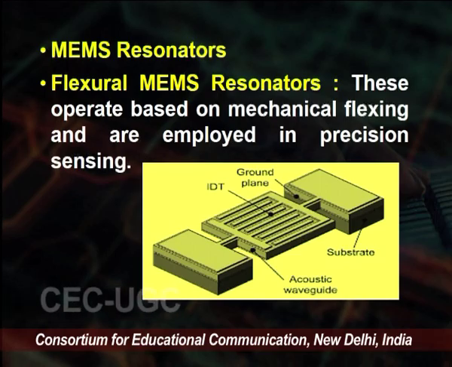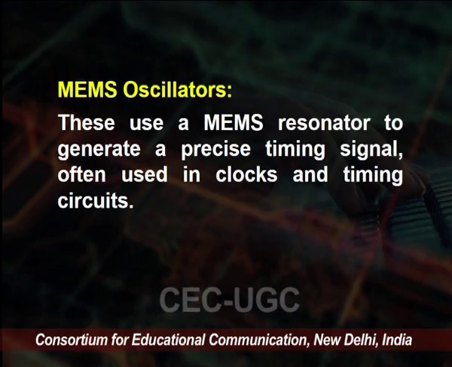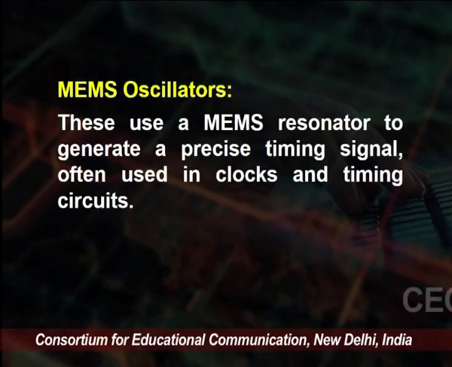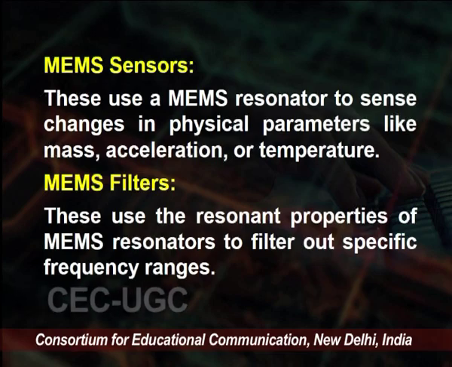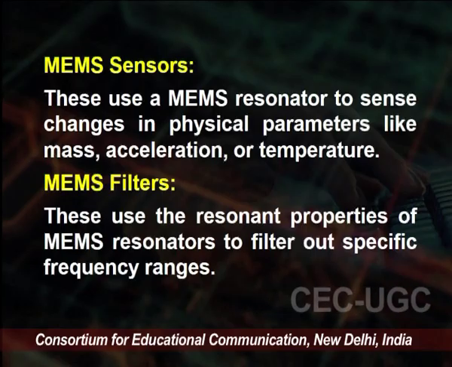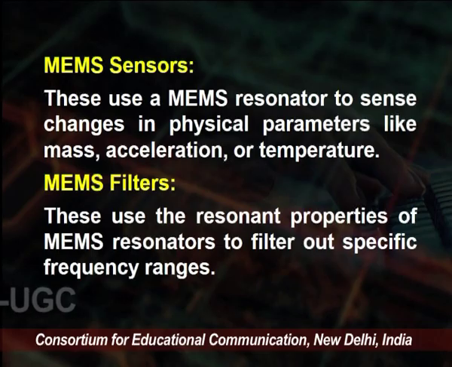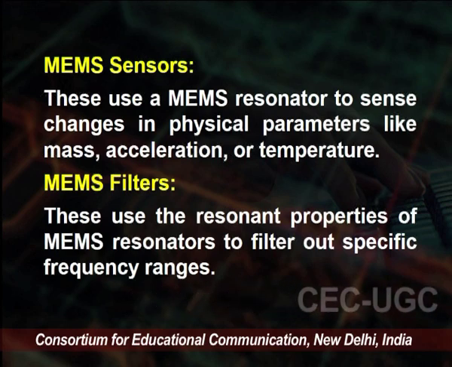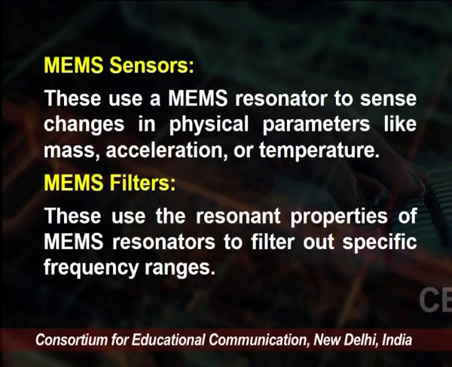The MEMS resonator is used to generate a precise timing signal, often used in clocks and timing circuits. Moreover, MEMS sensors use MEMS resonators to sense changes in physical parameters like mass, acceleration and temperature. MEMS filters use the resonant properties of the MEMS resonator to filter out a specific frequency range.